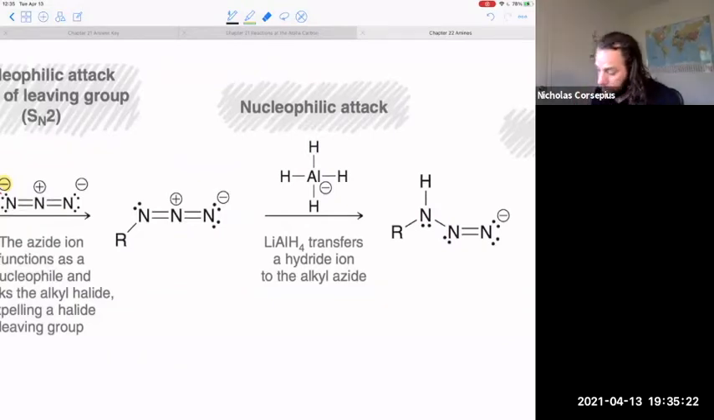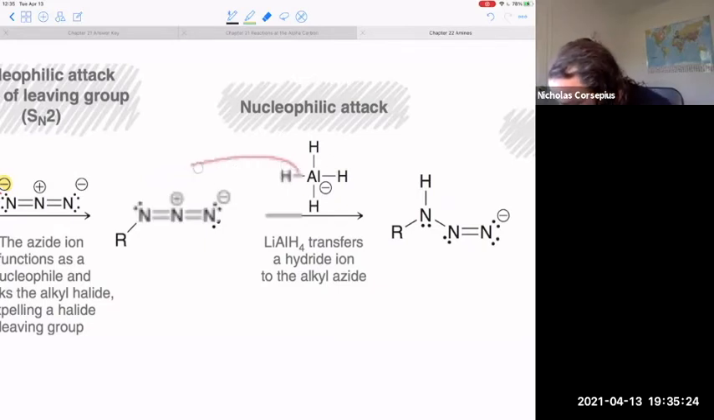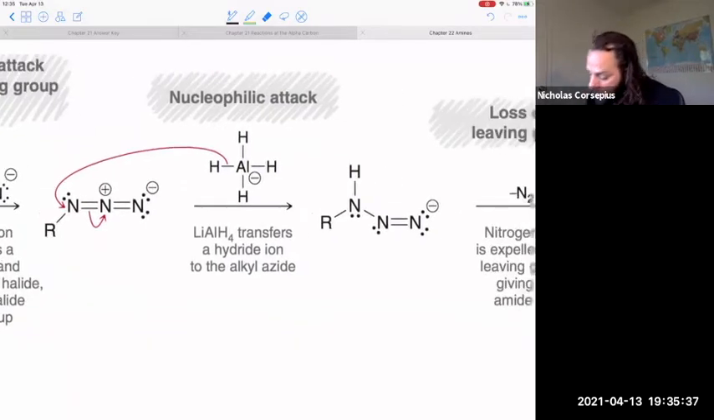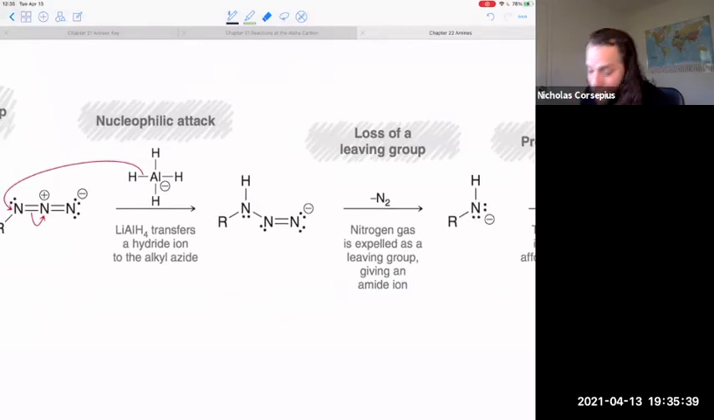Then the reduction that's going to happen, we're going to have the hydrogen. When you think lithium aluminum hydride, you think hydrogen acting as a nucleophile, and it is going to attack that nitrogen and bump that pair of electrons onto that other nitrogen. And then what happens here is a loss of leaving group, but this is a little bit different than what we're used to seeing. We're used to seeing a leaving group take that pair of electrons with it. This does the opposite and actually leaves this pair of electrons behind.